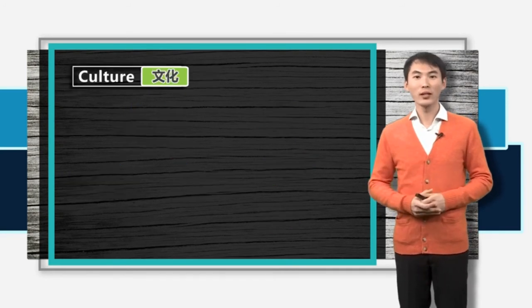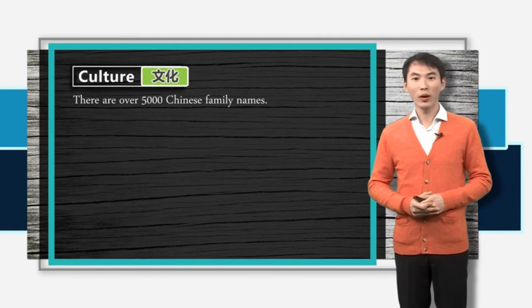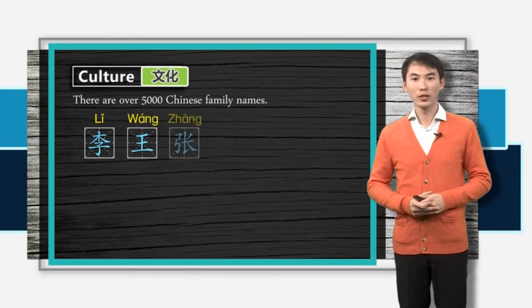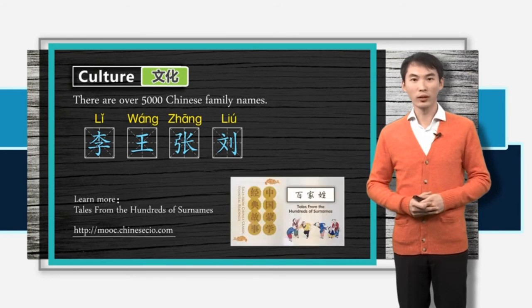What are your Chinese friends' family names? There are more than 5,000 Chinese family names, and over 200 of them are commonly seen. Li, Wang, Zhang, Liu are the top 4. You can find more information about Chinese family names in another CIO MOOC course, 百家姓.